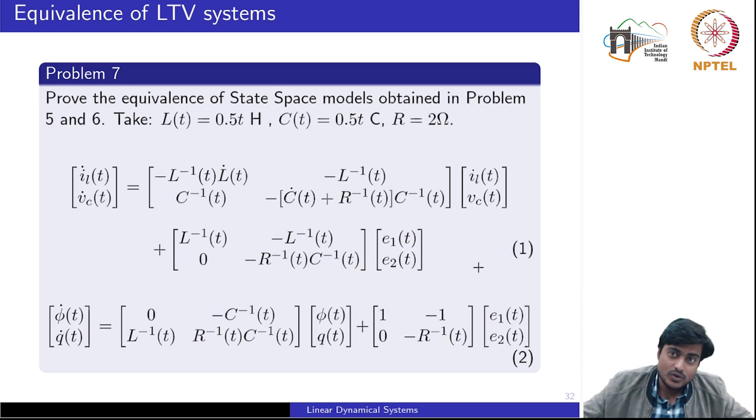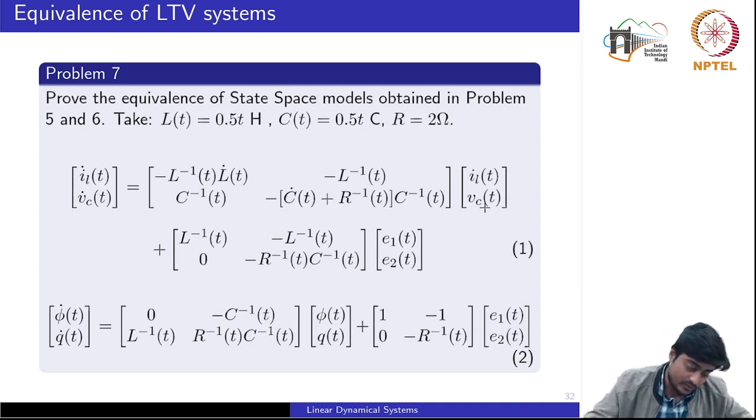Now if we want to see the equivalence between those two state space representations, that would definitely be there, because those two representations belong to the same system. So we just want to verify the application of the result we had seen for the LTV case. These are the two representations, one in terms of the state variables, let's denote this state variable as x, with IL and VC, and another we have x bar, which is phi and q.